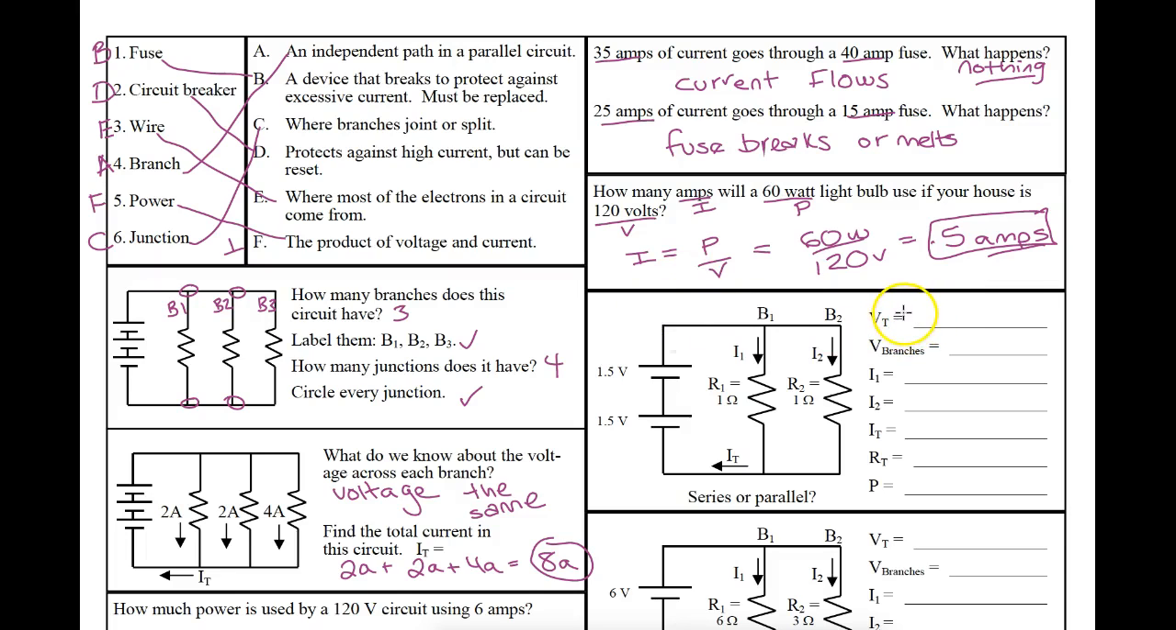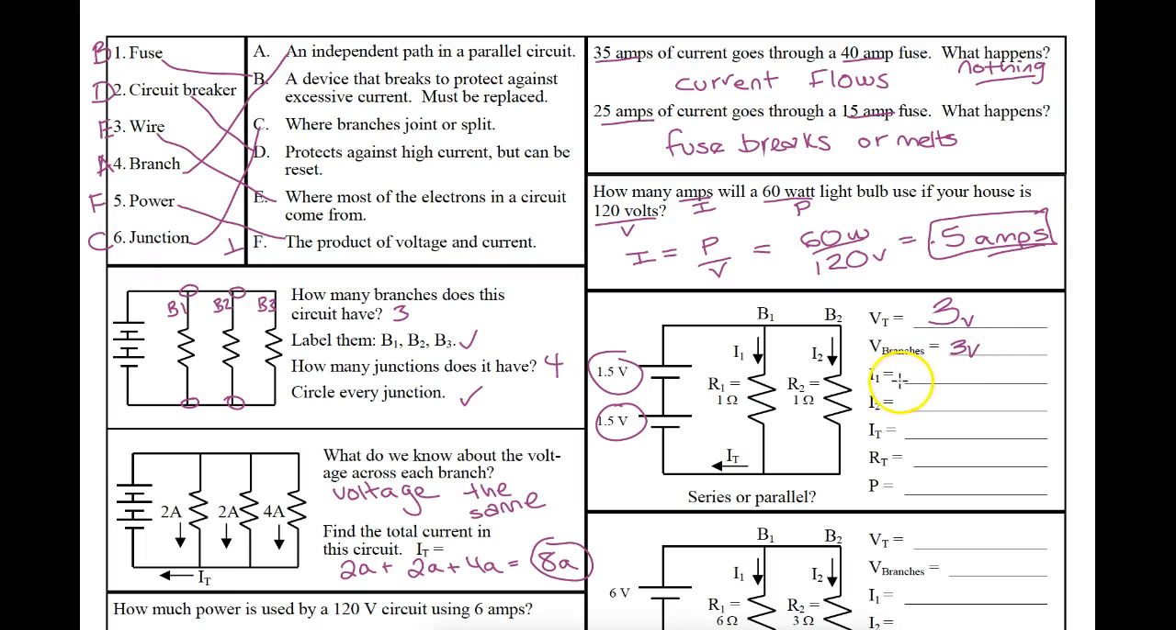We're going to go across here to this parallel circuit, and we're going to look at the volt total, and all you do is add up the batteries. There are 2 batteries, and they're going to equal 3, because 1.5 plus 1.5 is 3 volts. How many branches are there? There are 3 volts going through each branch. This does not change at all.